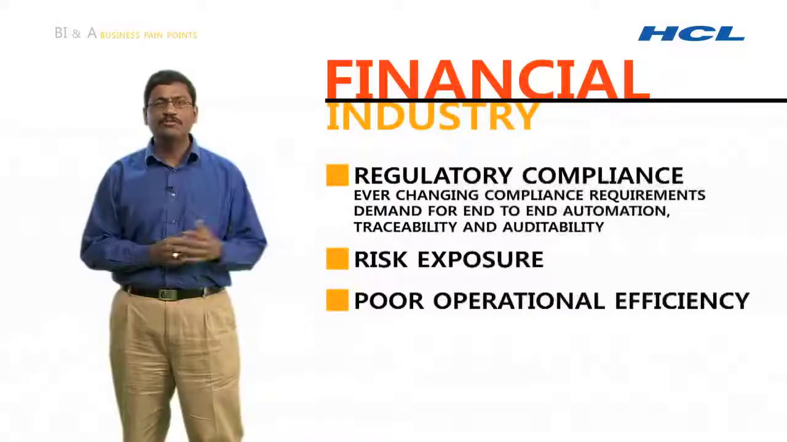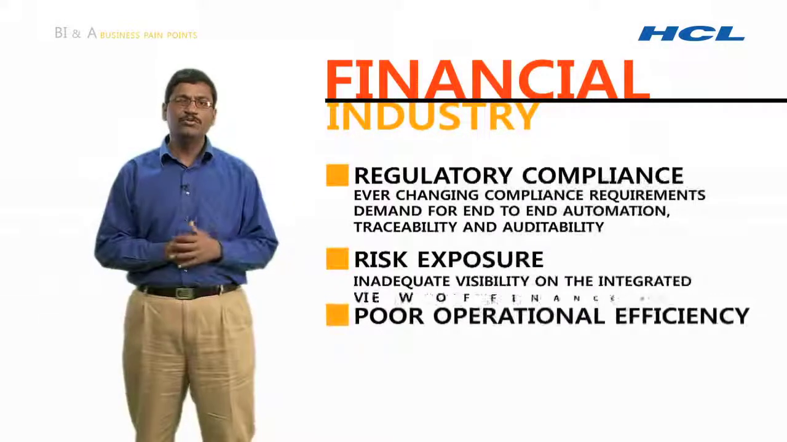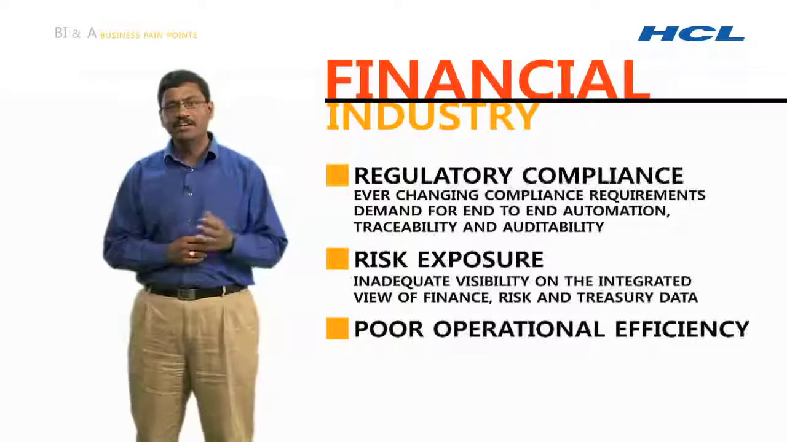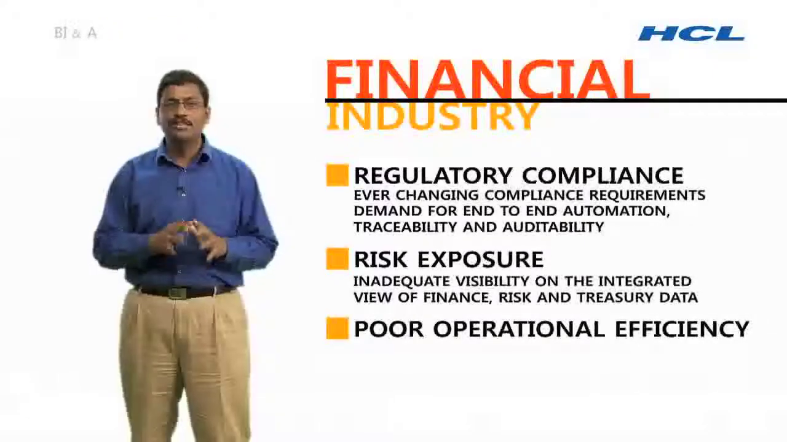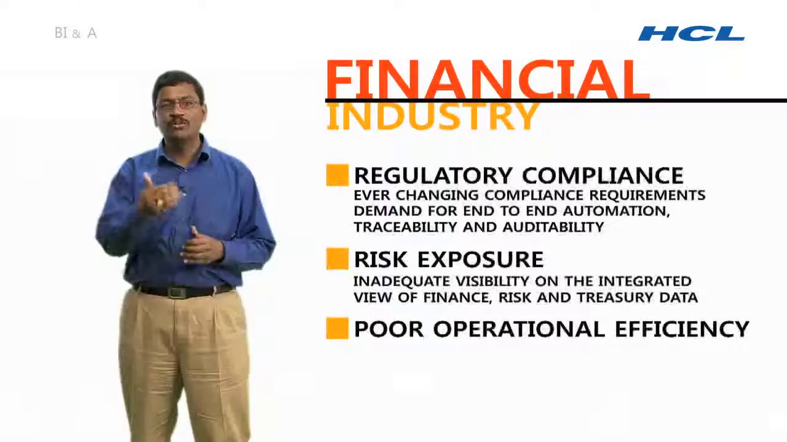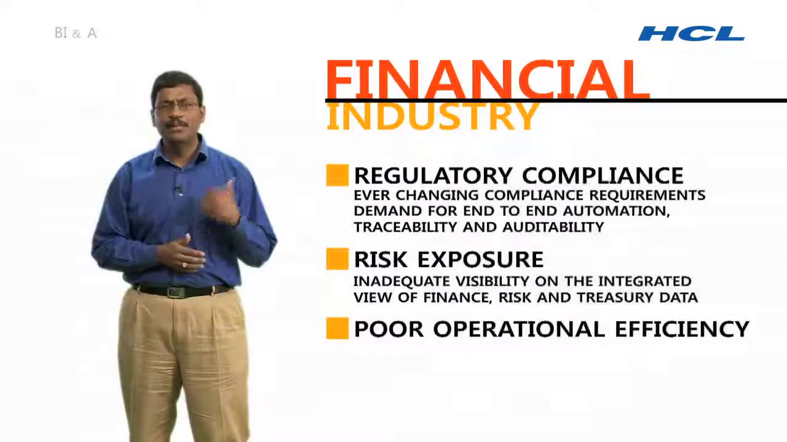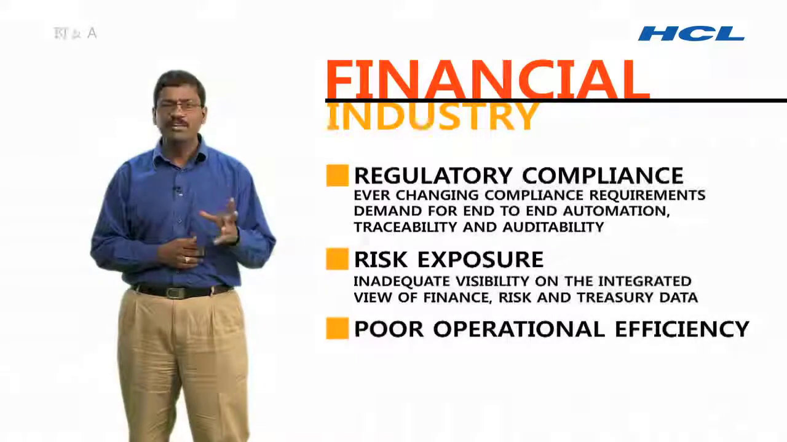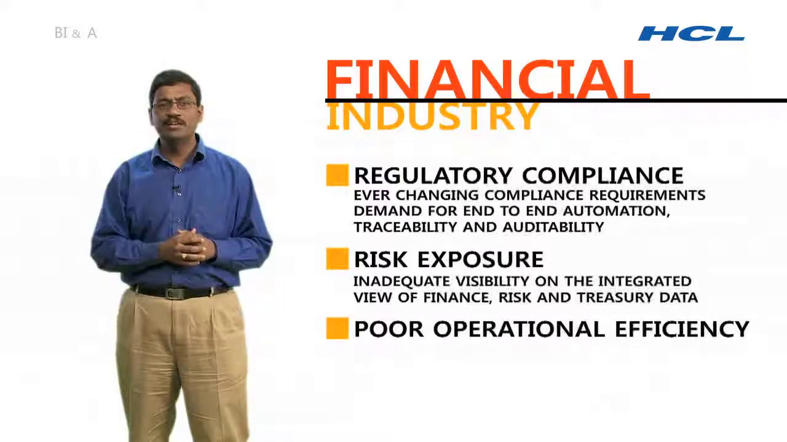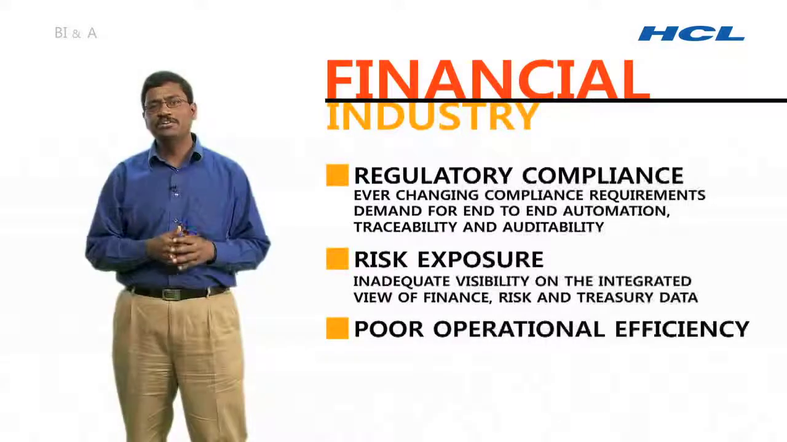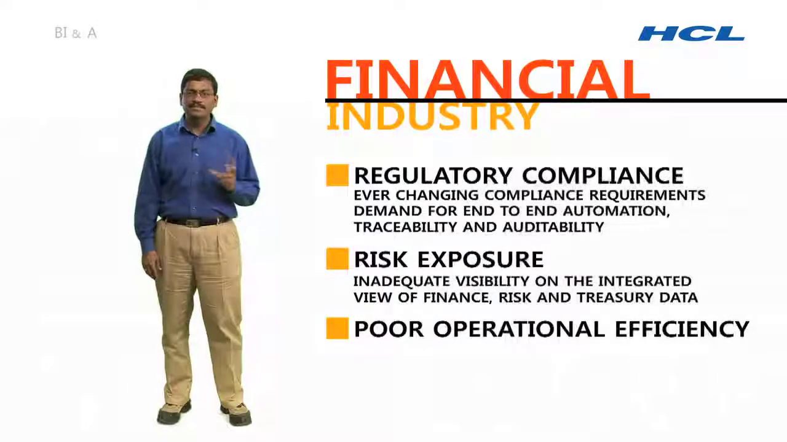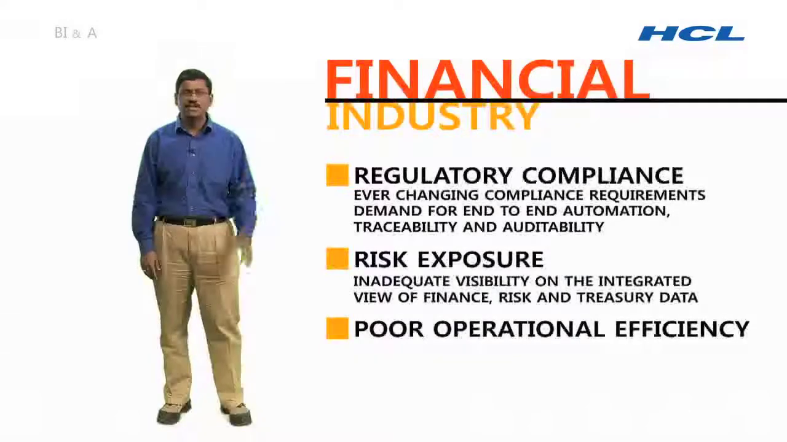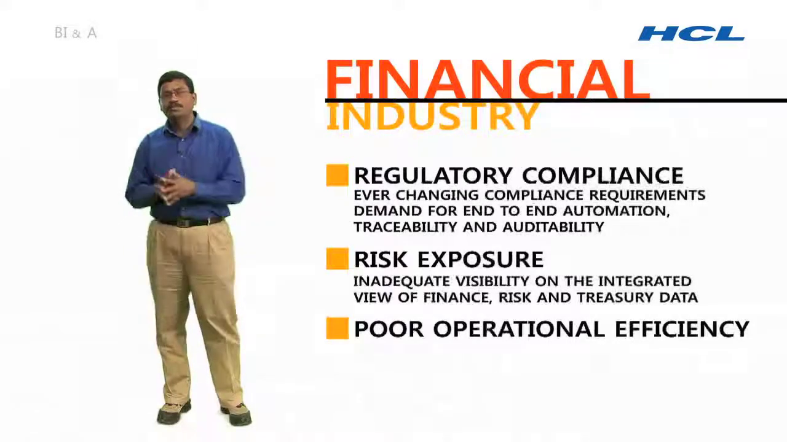Due to the lack of proper visibility on the integrated view of finance, risk and treasury data, the financial services organizations are not able to calculate their overall risk exposure across asset classes. Hence, many of the FIs are provisioning more than the required liquidity and thereby not able to leverage their capital for future business growth. Due to economic downturn, high-margin businesses like asset securitization have vanished.